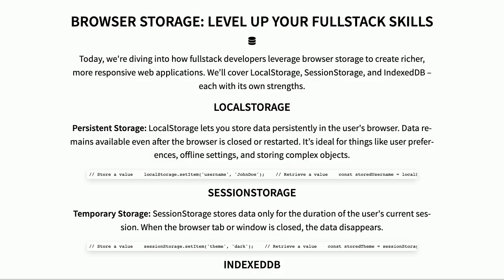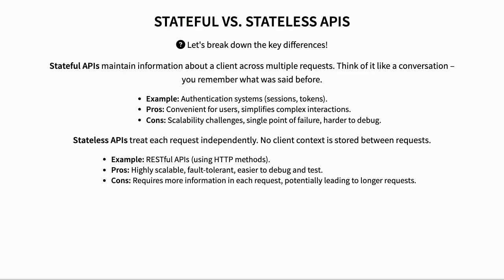And finally, IndexedDB. That's essentially a mini database within your browser, ideal for storing and managing really large amounts of data efficiently. Okay, so let's talk about APIs, specifically the difference between stateful and stateless ones.